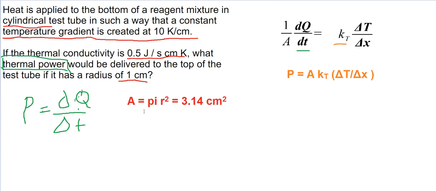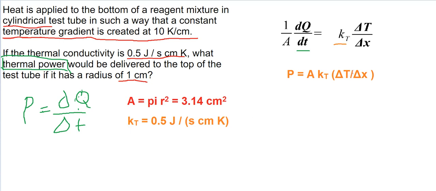As for the coefficient of thermal conductivity, kT, we have this. We know it's 0.5 joules per second centimeters Kelvin, and these are all together in brackets here. And so that's two of the things that we need.